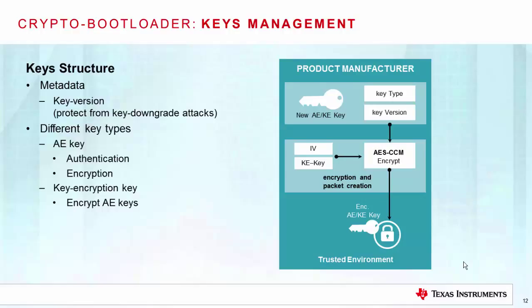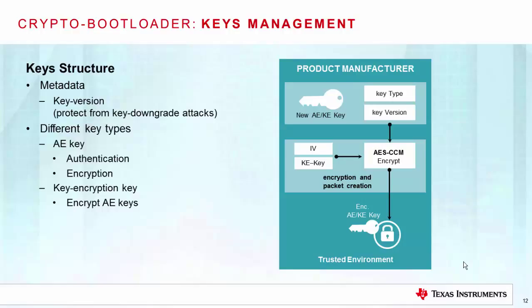Crypto Bootloader makes use of a key structure which contains metadata, such as the key type and the key version. The key type is used to distinguish between the different types of cryptographic keys used by Crypto Bootloader. AE key is the key used for authentication and encryption, while a key encryption key is used to encrypt key material, which can be an AE key or a newer KE key. The key version is used to prevent downgrading attacks.